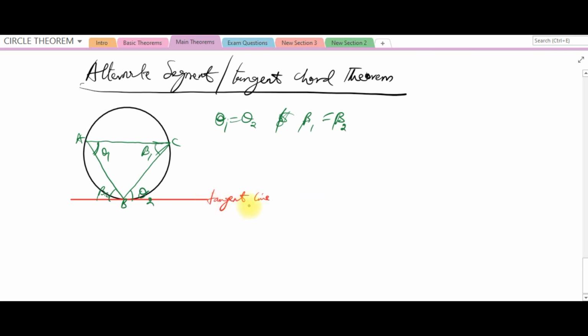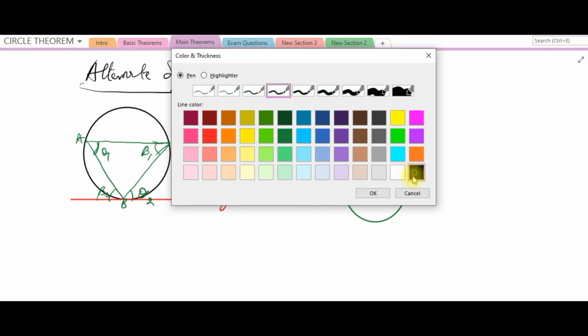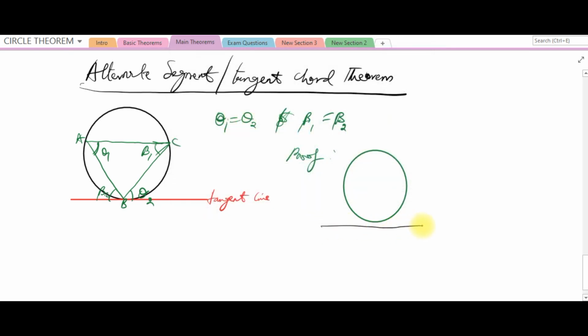So if you have a circle and a triangle is inscribed in such a way that one of the vertices has a common point with the circle and the tangent line, the angles formed in this way are always equal. So maybe let me show you a quick proof of that. This is my circle, and this is my tangent line.